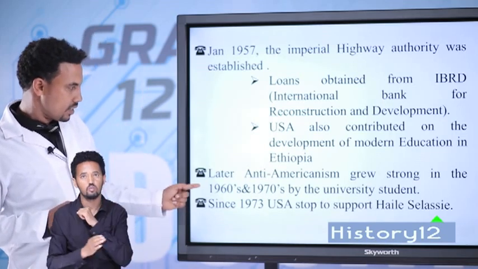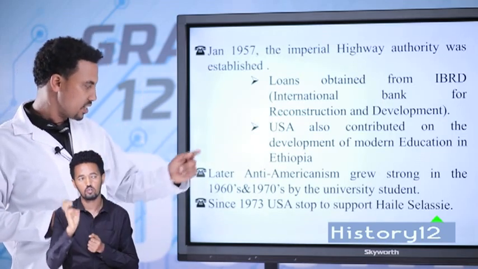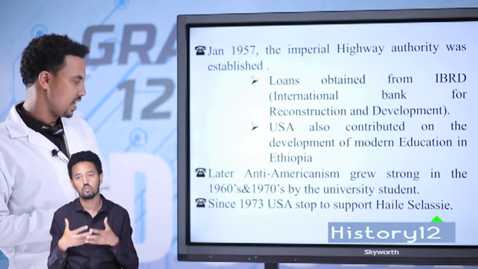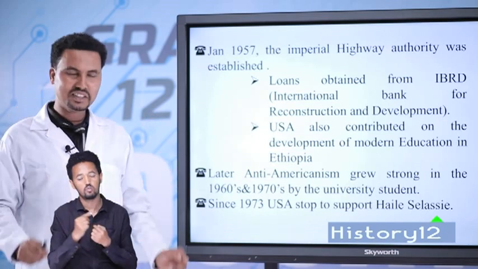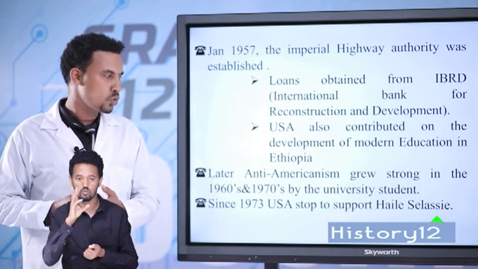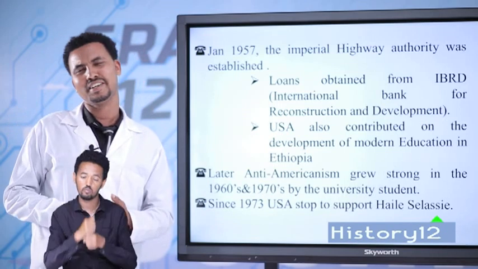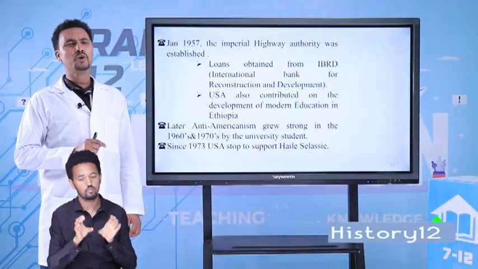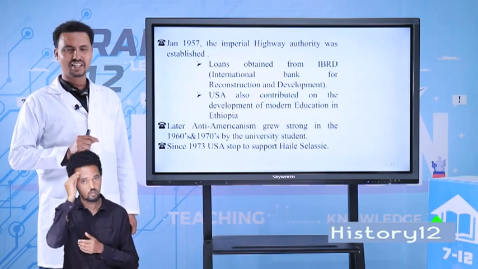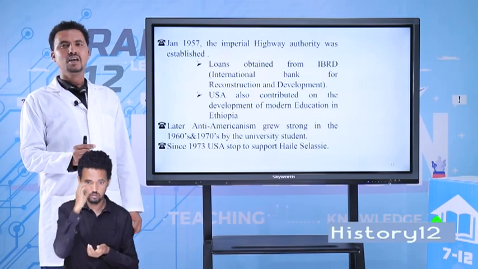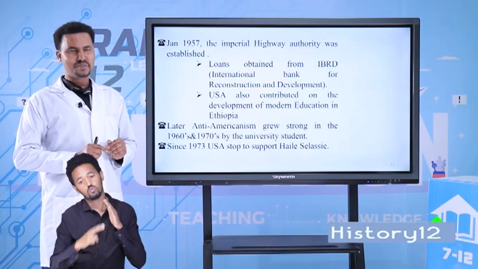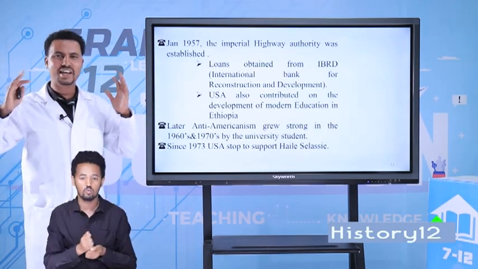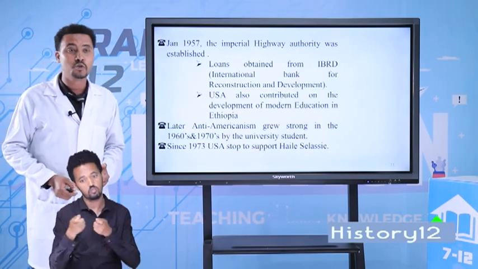Then, by 1916 and 1917 (Ethiopian calendar), university students turned against the US as well as Emperor Haile Selassie. Since 1973, the USA stopped supporting Emperor Haile Selassie. Mind you, students, in 1973 was the Fourth Arab-Israeli War in the Middle East. Again, Ethiopia lost the support of America. In 1974, one year later, Emperor Haile Selassie was overthrown from power.